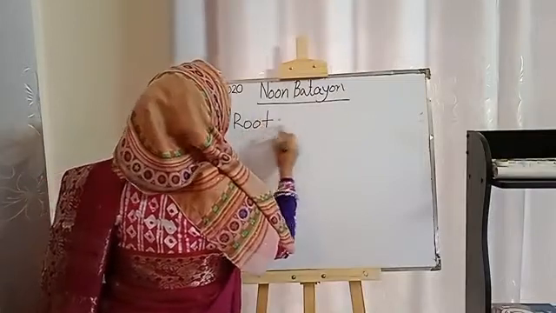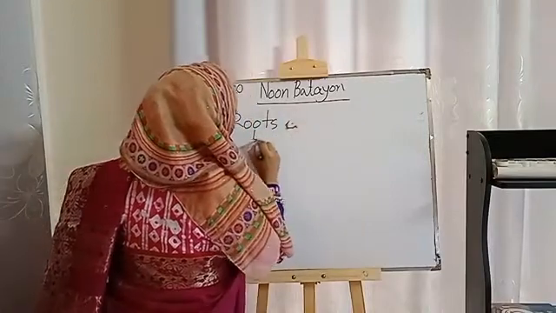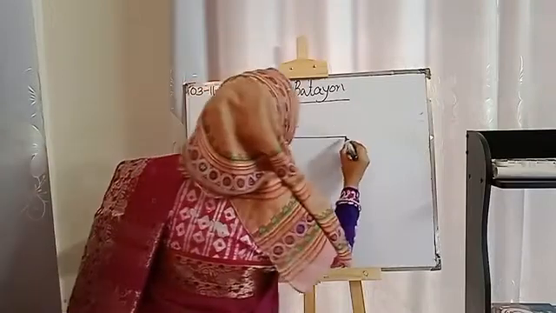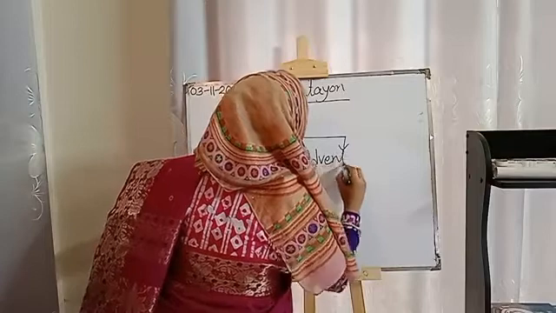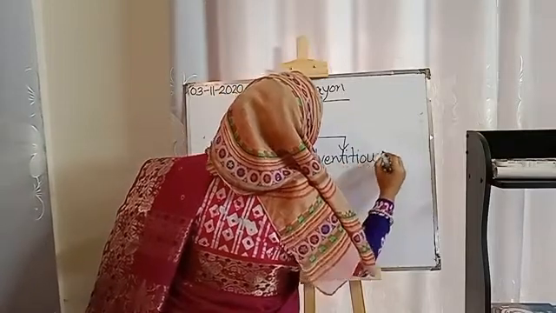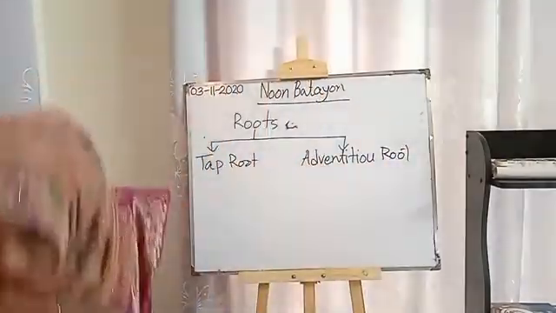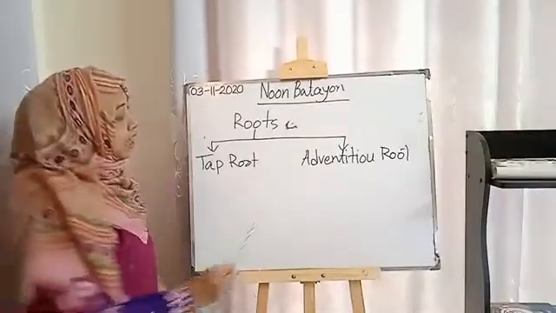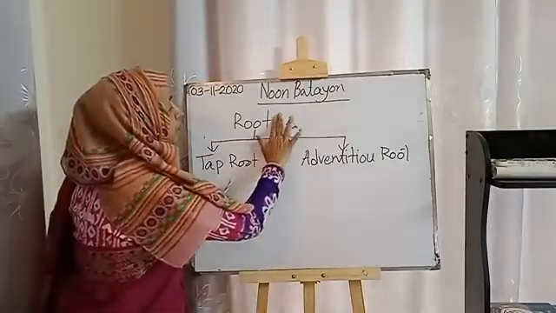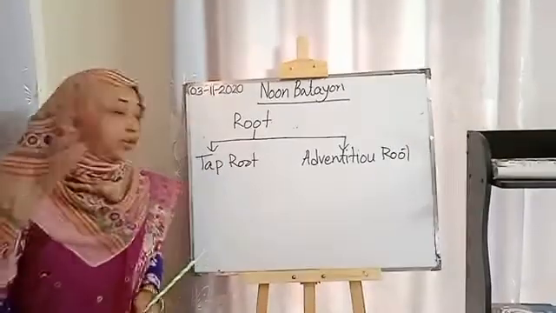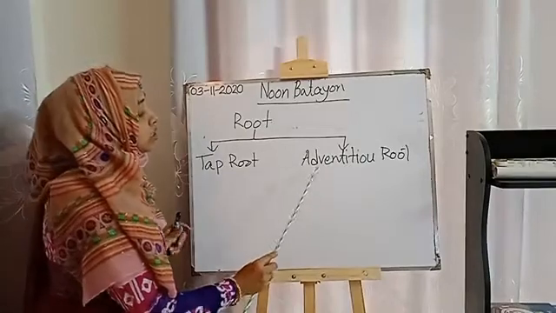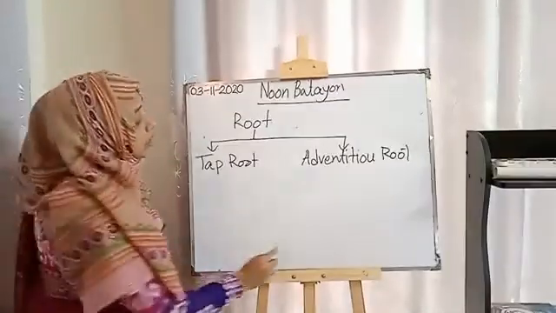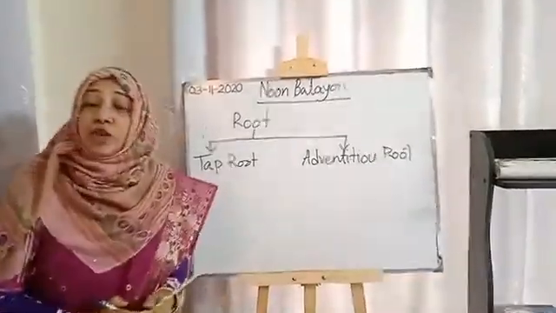Roots are mainly of three types, two types, sorry: taproot and adventitious root. Taproot originates from the radicle of a seed, and adventitious root originates from the stem or leaves of a plant, not at the proper place. Not like the taproot which originates from the radicle of a seed, they originate from the stem and leaves of a plant.